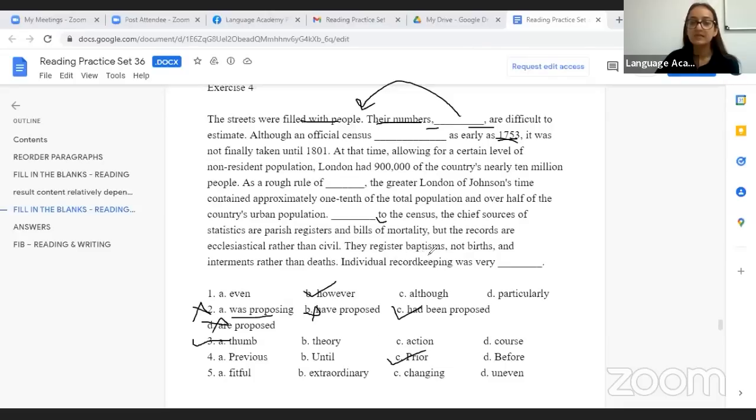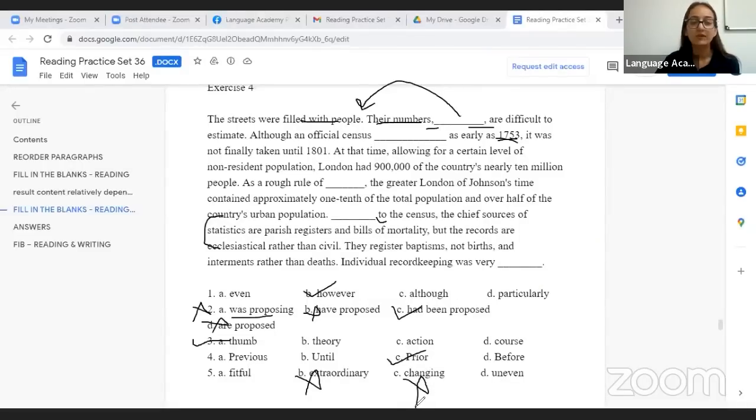They register baptisms, not births, and interments rather than deaths. Individual record keeping was very dash. So how was the individual record keeping? Extraordinary. There's nothing positive that they have explained. So we cannot say it was very good, because extraordinary will mean that. Individual record keeping was very changing.